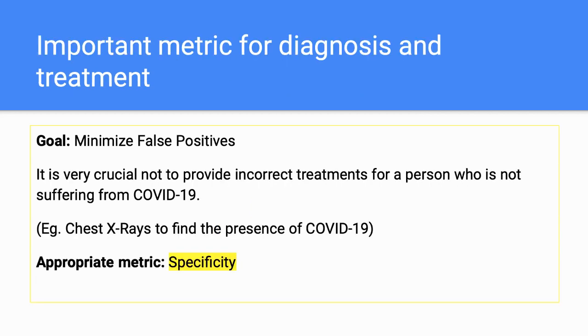Moving on to diagnosis and treatment, we want to minimize false positives in this case. A false positive is bad because a person who has not contracted the disease might be taking the treatment. Imagine a patient who has been falsely classified as having cancer getting a treatment like chemotherapy. So during the diagnosis and treatment phase, methods with high specificity, that is minimal false positives, are most desired.